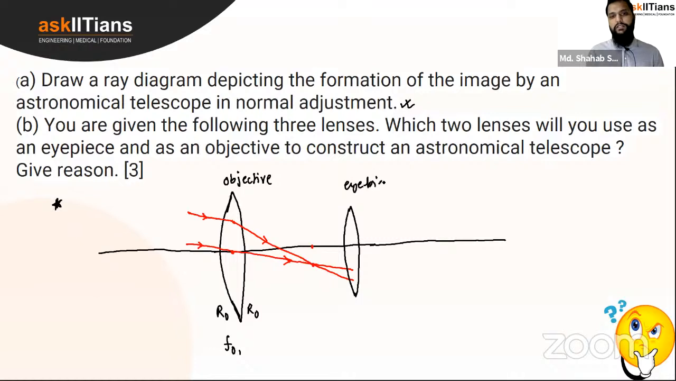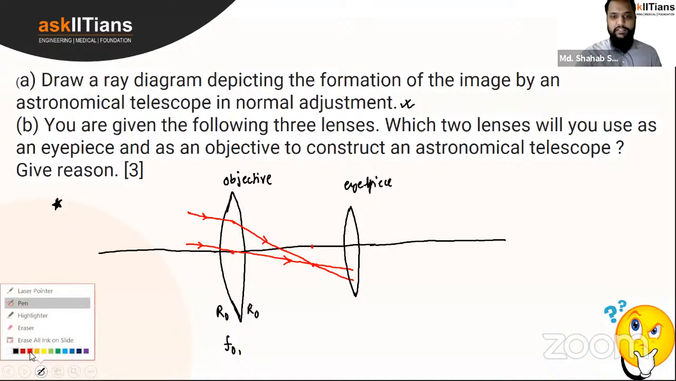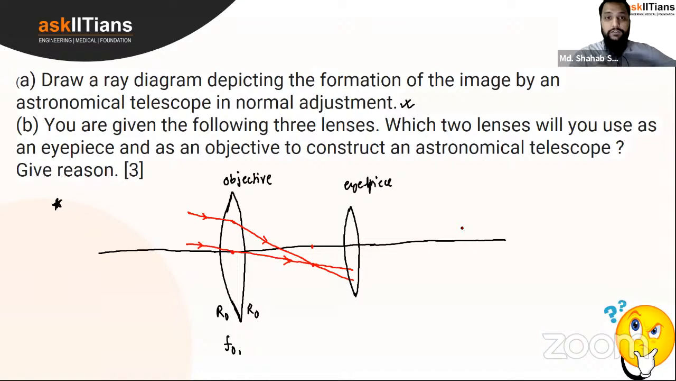Why do we call it the eyepiece? There is a reason for that. Now, it is said that the astronomical telescope is in normal adjustment. So guys, what happens in normal adjustment? The final image is at infinity and your eyes are relaxed. The final image is formed by the eyepiece, and if the final image is at infinity, then from here the rays should go parallel like this. And your eye is somewhere here. So that's why this lens is called the eyepiece, because it is close to the eye.